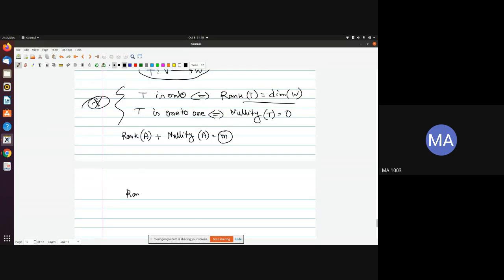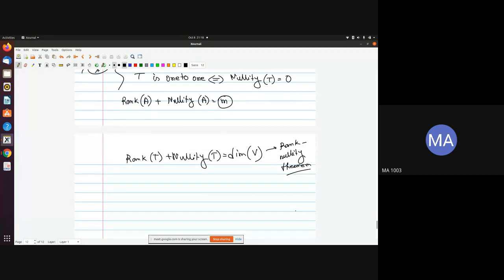So similarly, if I want to write it, here I have the dimension of V. This is the rank-nullity theorem for transformations. The same thing we are doing, nothing special, but instead of a matrix, now we are talking about a general linear transformation. Correct? Is it clear? Yes, sir.